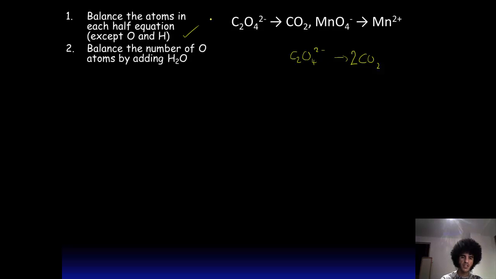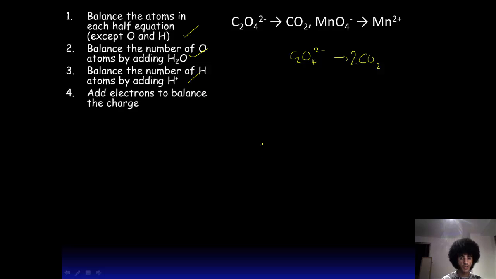Now it says here balance the number of oxygen and hydrogen, but by doing that previous step they're actually already balanced. My oxygens have gone from 4 to 2 lots of 2, which is also 4. So that's good. And there's no hydrogen to deal with, so we can skip that step. Finally, I need to add electrons to balance the charge. I've got 2- here, nothing here. I have to add 2 electrons here to balance them on both sides, so it's plus 2e-. Okay. Now let's do it with the next one.